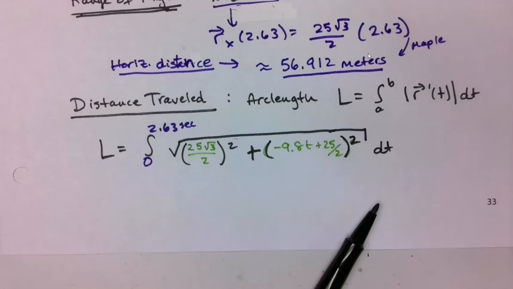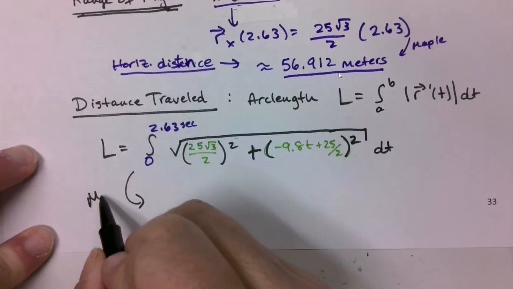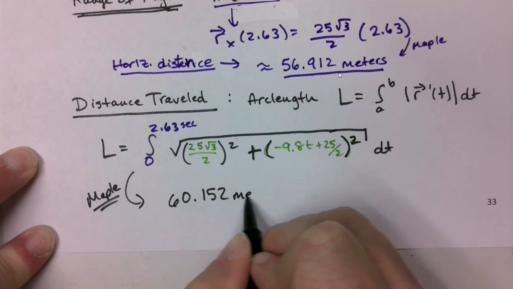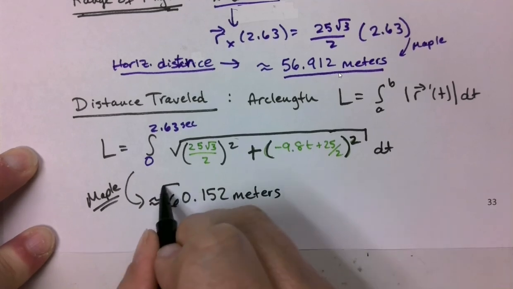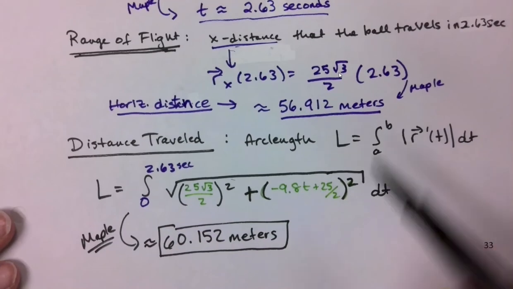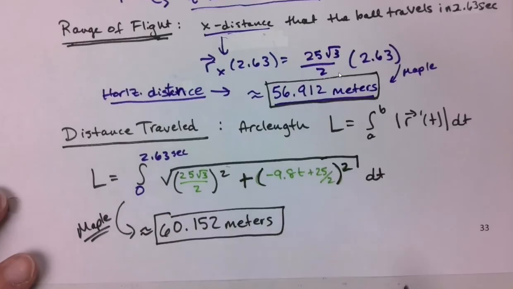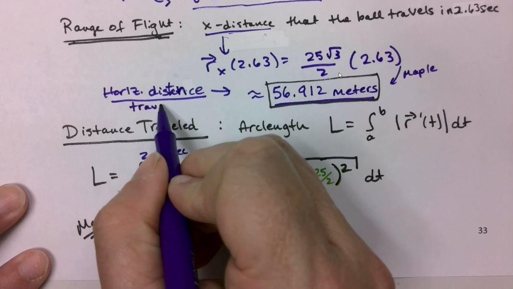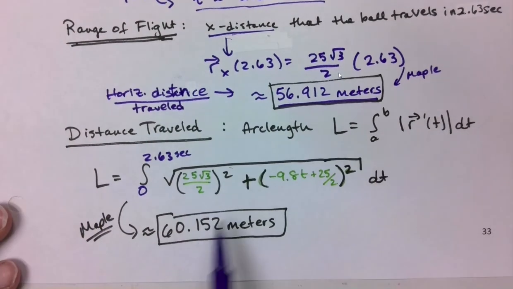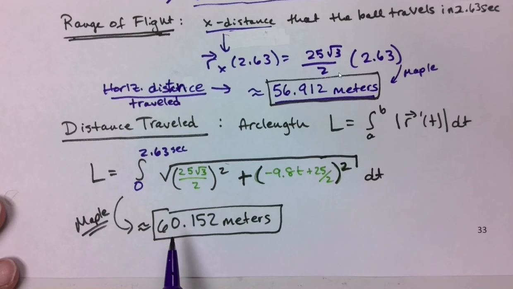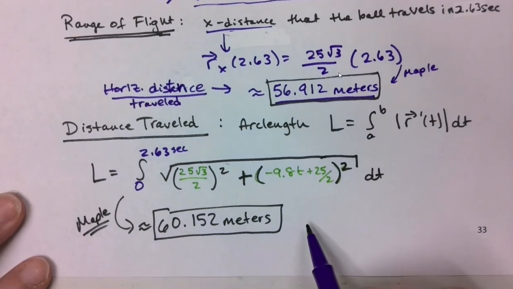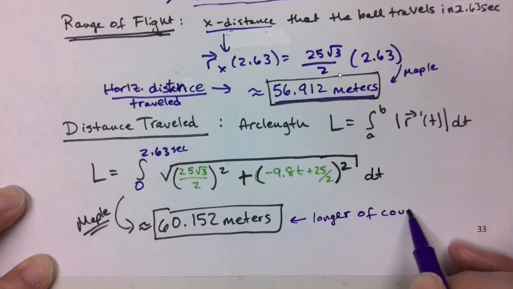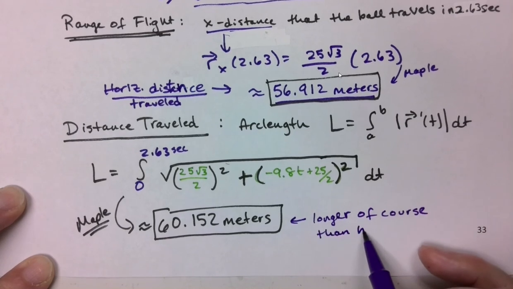So that is what Maple is for. We are not doing stuff like that by hand. And of course, we'll put a little squiggly in there just to remind ourselves that they're not the same thing. So the horizontal distance traveled is 56.912, and then the total distance traveled is 60.152 meters. So note this is longer, of course, than the horizontal distance traveled because it has to arch through the air.